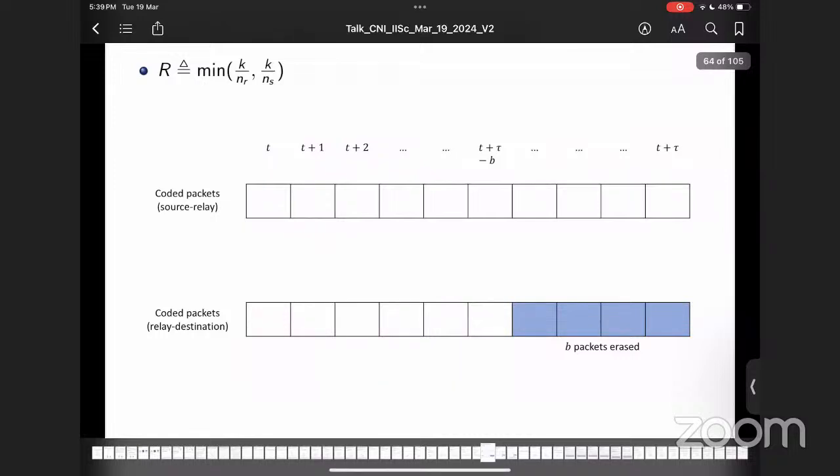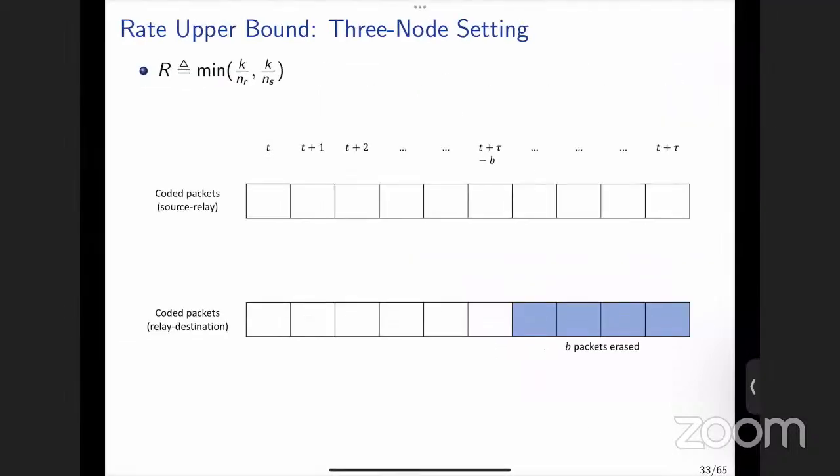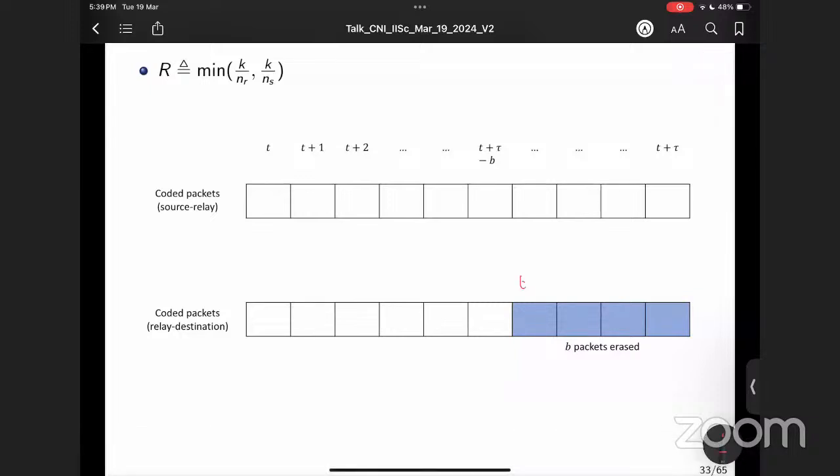Now, let's assume that a burst of length B has occurred in the relay to destination link as follows, from time slot T plus tau minus B plus 1 till T plus tau. So there are B time slots here. Let's assume that in those time slots, all those coded packets are erased.